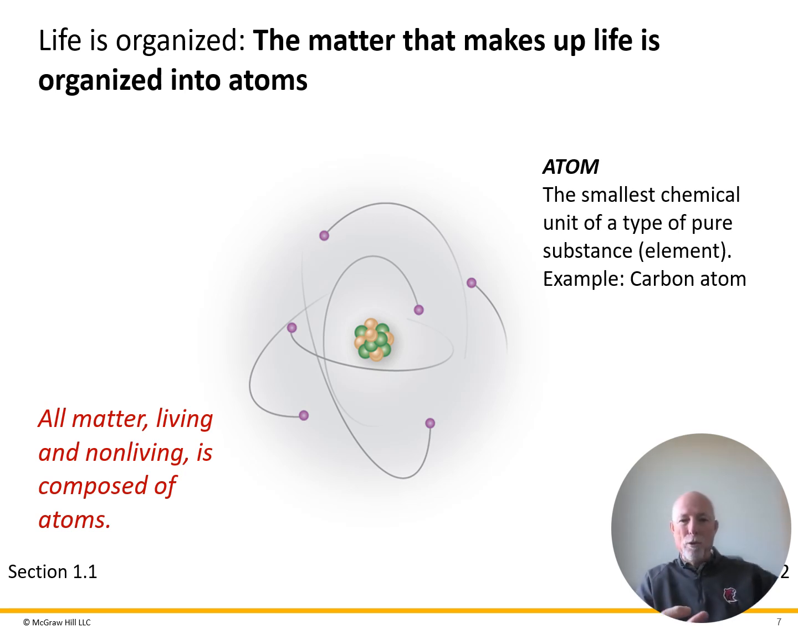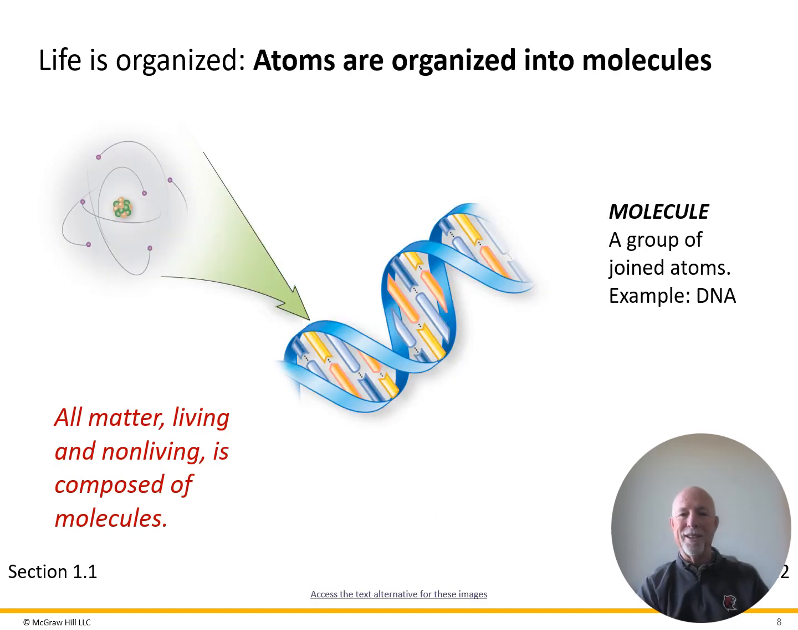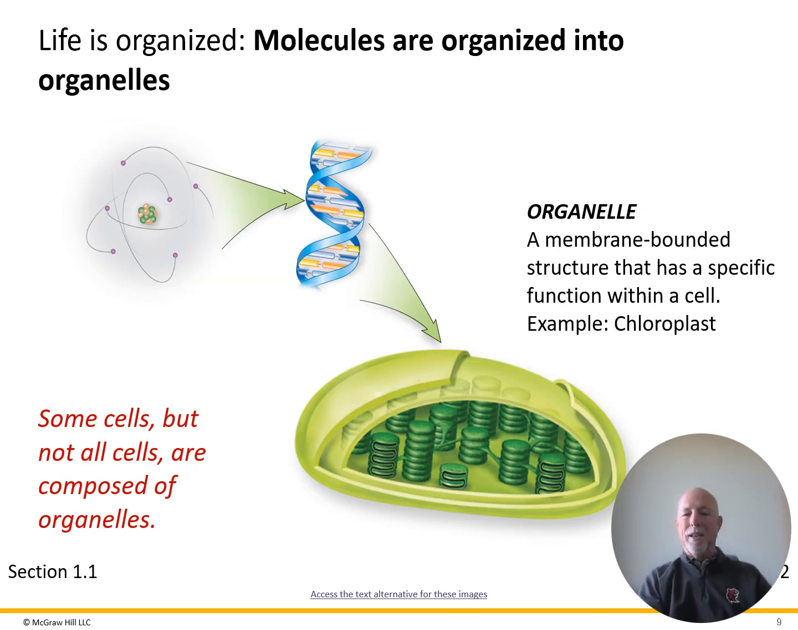Well, we use matter to make up atoms. An atom is the smallest unit of any substance, living or non-living, and we're going to talk more about atoms in the next couple of chapters. Atoms are used to build larger molecules, like DNA, which is indicated here. So molecules are structures comprised of atoms, and then your cells are comprised of organelles, like here a chloroplast, which is used to trap sunlight in green plants.